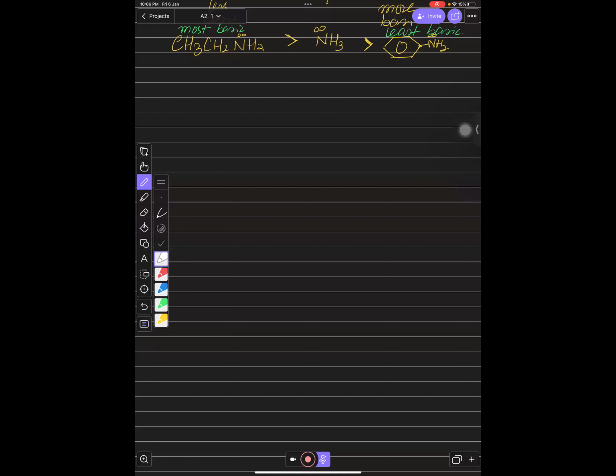Okay, so let's talk about some physical and chemical properties of phenylamine. What is phenylamine? Phenylamine is a benzene ring with an NH2 group on it. This is phenylamine, and it is a primary amine. We also know that its basicity is less than that of ammonia.